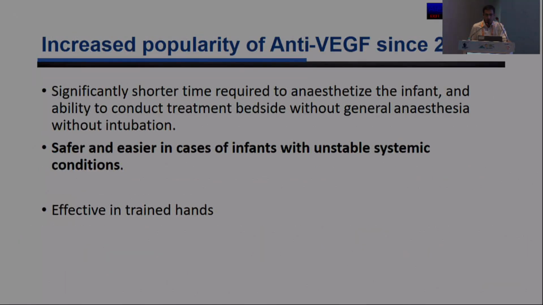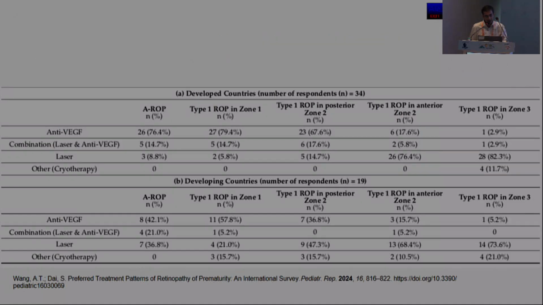There's increased popularity of anti-VEGF since 2019 because, as I discussed, in unstable babies with unstable systemic conditions, anti-VEGFs are preferred. They are safer, they can be given under topical anesthesia, but there is a risk of endophthalmitis, so it is always better to give them in trained hands because you can have intralenticular injections, you can have RDs, so that is not to be taken lightly.